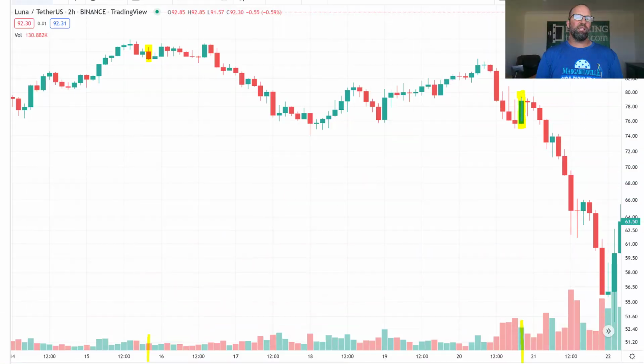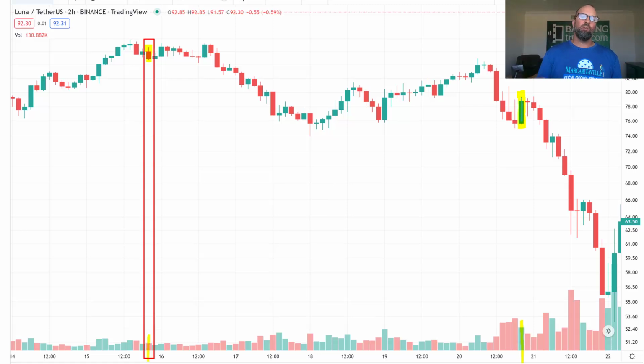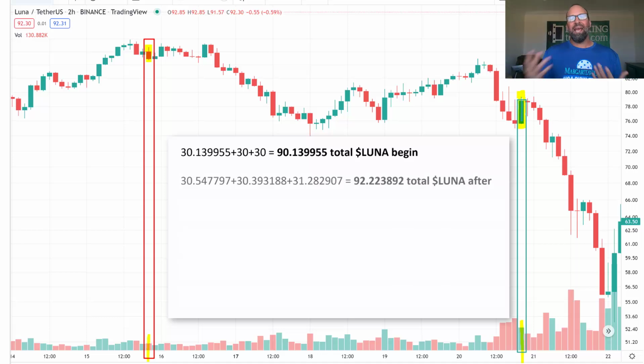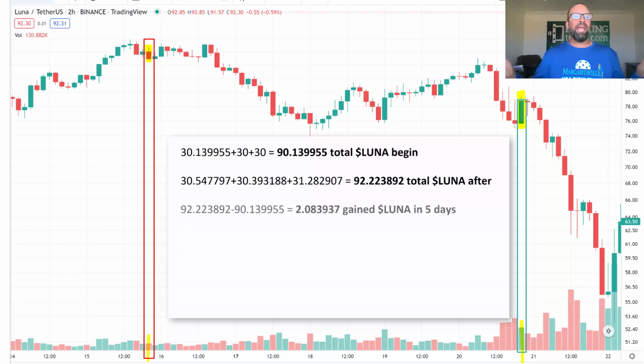So to illustrate this point, I'm going to share with you my data from entering the Luna-HODL when Luna was at 86.22 and exiting when Luna was 78.60. And if you remember, I entered with 90.13 Luna, 30.13 bLUNA, and I exited with 92.22 Luna, therefore gaining 2.08 Luna in those 5 days.